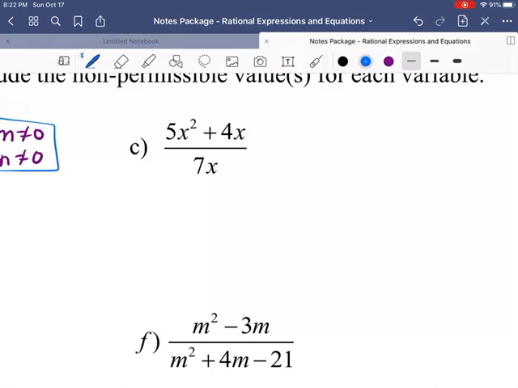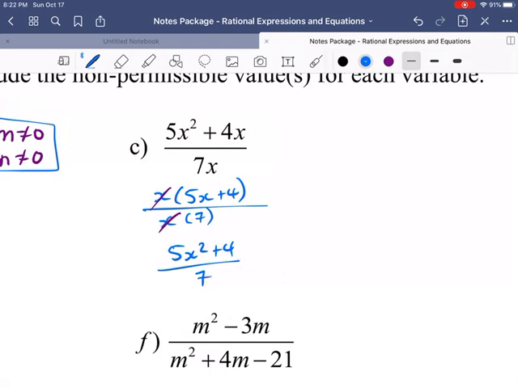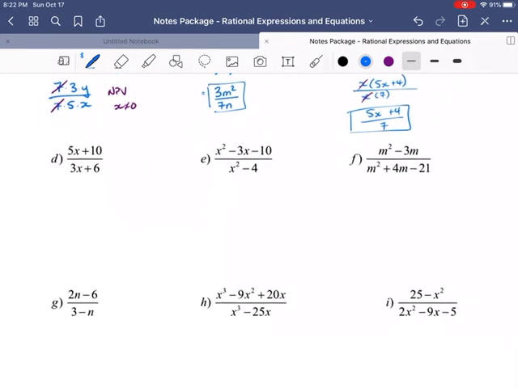Okay, here's another example. If you factor an x out of the numerator and an x out of the denominator, those x's will simplify. So you'll be left with that. And your non-permissible values you do on the original expression, so x cannot equal 0. A couple more examples here.